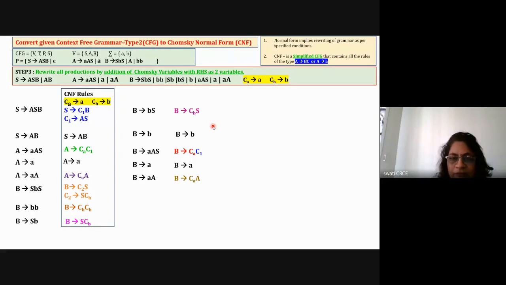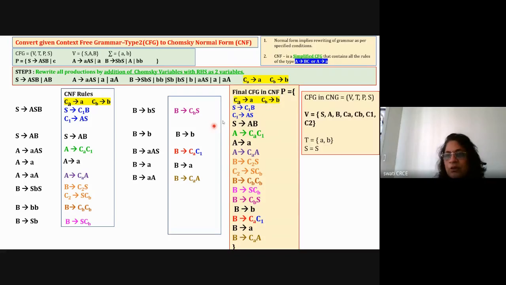Now this is your final set of rules in the answer. So write down the final answer, that is your CFG in CNF. CFG in CNF is equal to V, T, P, S, with variables S, A, B, CA, CB, and then we have introduced two variables, C1 and C2. There is no C3. So all these variables are there, and then these are the rules. Like this, you have to rewrite the grammar.